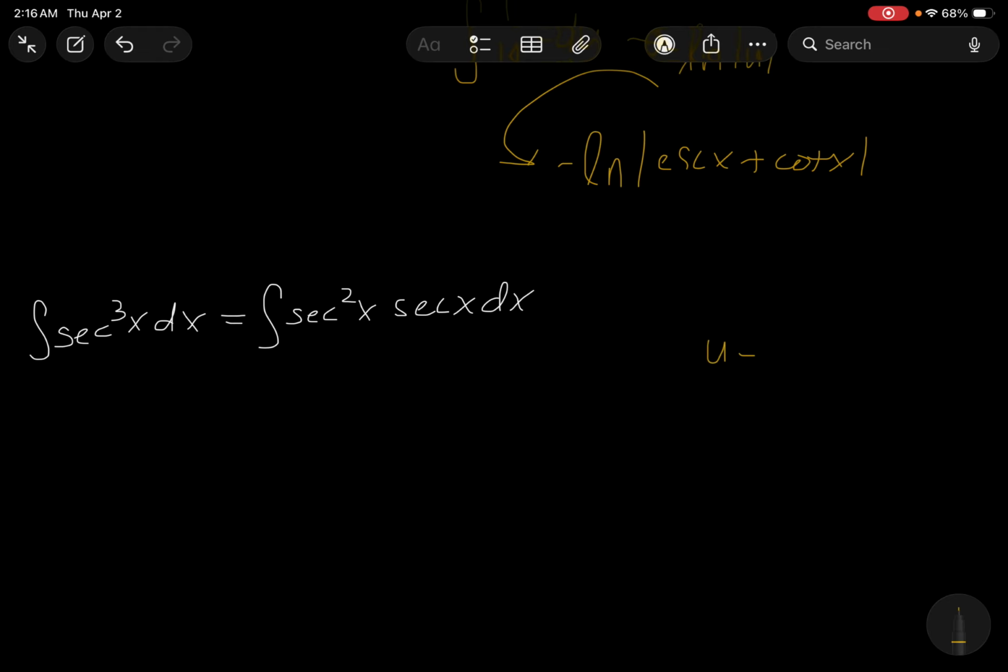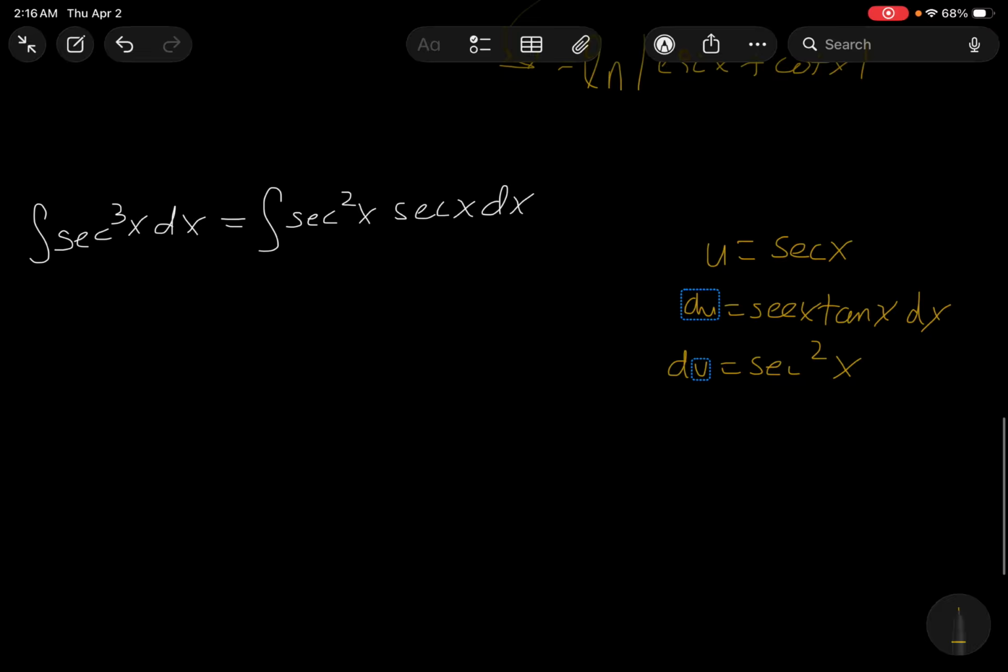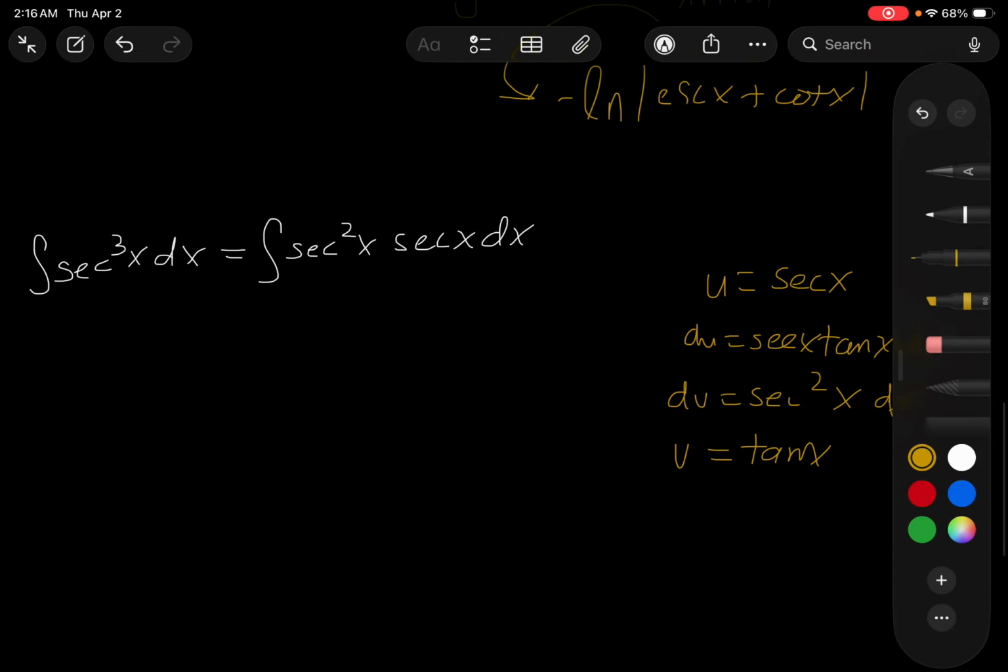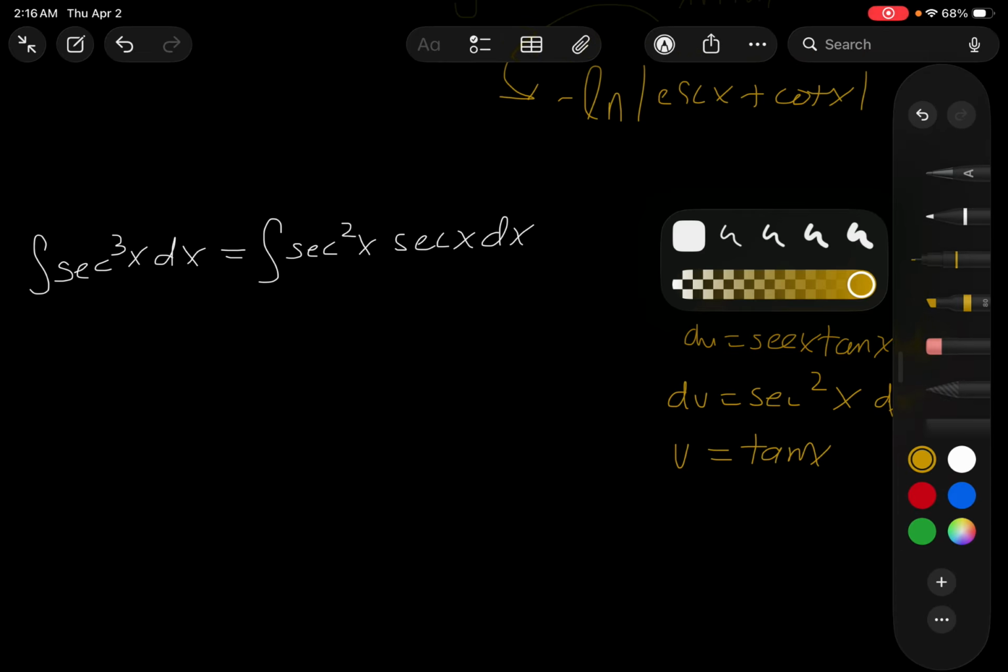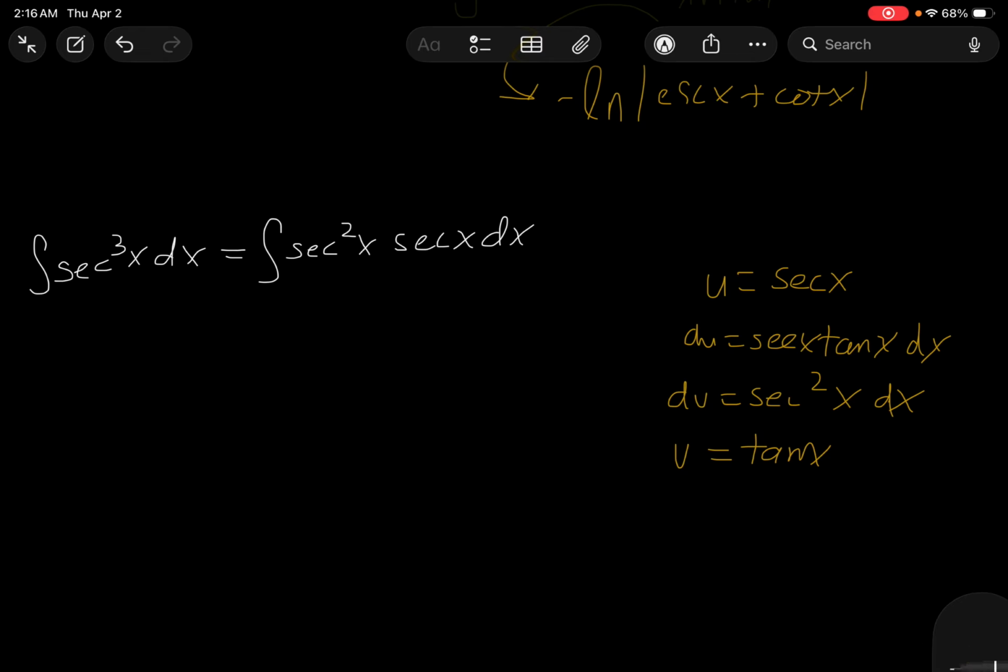u is going to be the derivable function, which is going to be secant of x, which our du will be secant of x tangent of x dx. And then our dv is secant squared of x dx, and v is going to be tangent of x. Now we're going to reinforce that back into our original formula. So we're going to put it back here.